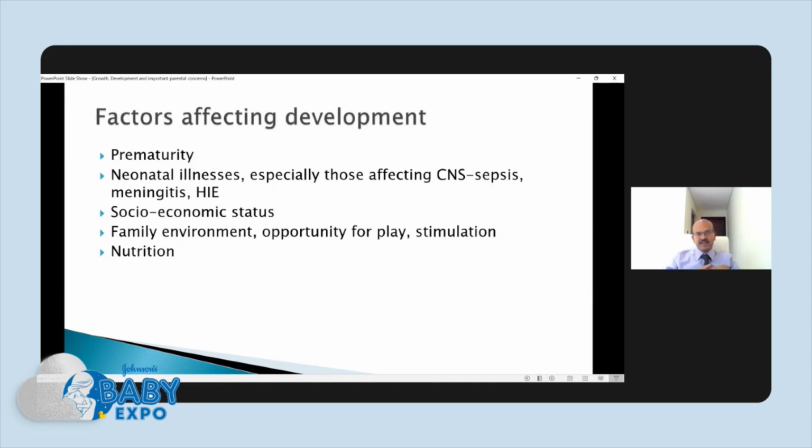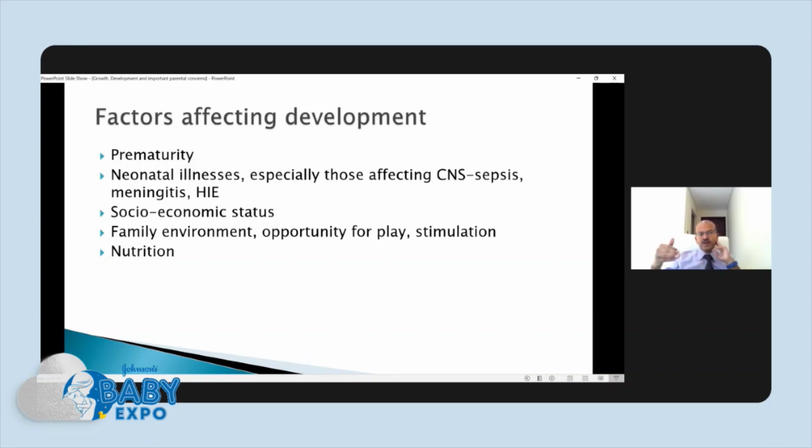The factors affecting development, similar to growth: prematurity is also an important factor that affects development. Even in milestones, when we compare for premature babies, we have to follow the corrected age. We usually correct for prematurity till 18 months to 2 years. The more premature the baby, the longer you correct for the prematurity. A child may be unwell with illnesses which affect the brain, for example, infection affecting the brain called meningitis. There may be birth asphyxia which affects the brain. It's called HIE or hypoxic ischemic encephalopathy.